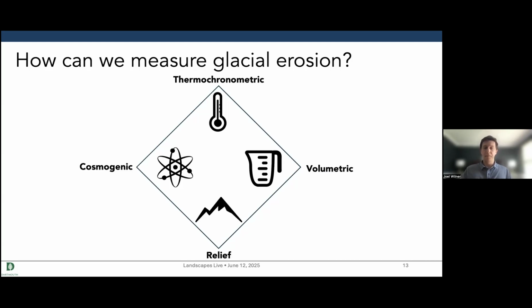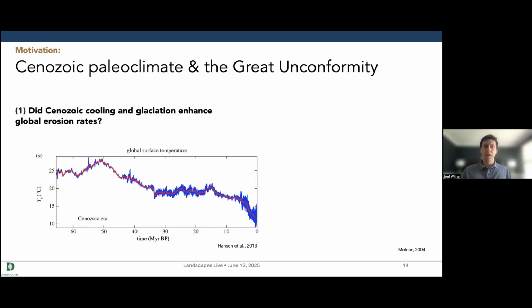And then relief measurements, which can be thought of as similar to volumetric measurements, but without that volumetric dimension to it. So we have these different measurement methodologies of glacial erosion, and this will come into play throughout this talk. So I want to motivate this talk with a couple of big outstanding questions in the field that are subject to great debate.